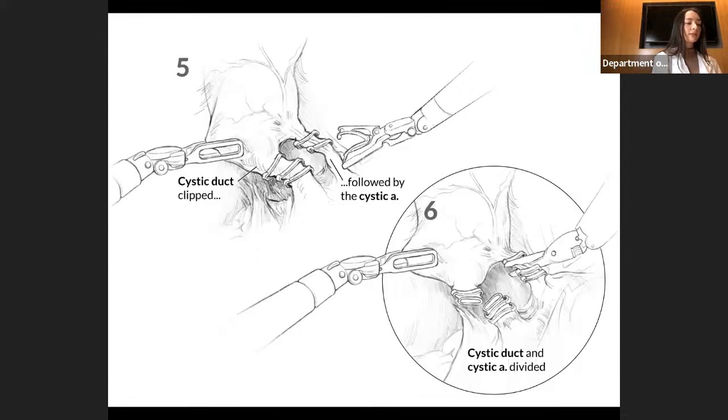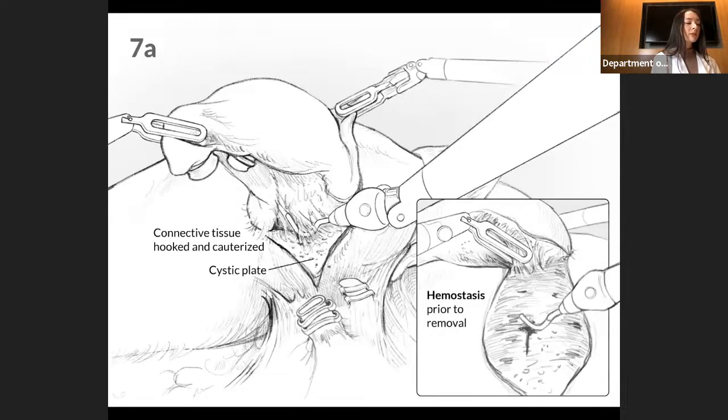Next, 3 clips each were placed on the cystic duct and cystic artery. In Figure 6, the cystic duct and cystic artery were divided between the 2 most distal clips. To mobilize the gallbladder off the liver, remaining connective tissue was hooked and cauterized. Any bleeding of the cystic plate was controlled with hemostasis, which was the last step before the gallbladder was fully removed.